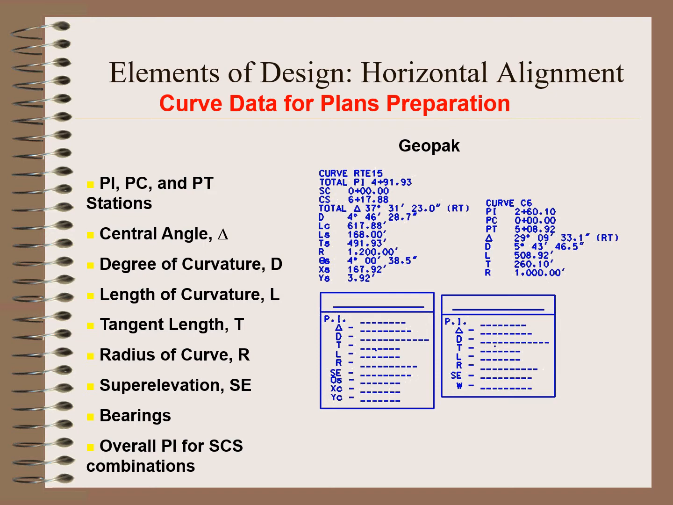The top picture shows the common GeoPack plan preparation tags that you will find using specific tools. It gives you the total PI, the SC station, the CS station, and the total delta, the degree of curvature, and the length for the spiral as well as the central curve. It gives you the tangent for the spiral. It gives you the radius of the central curve and some other information.